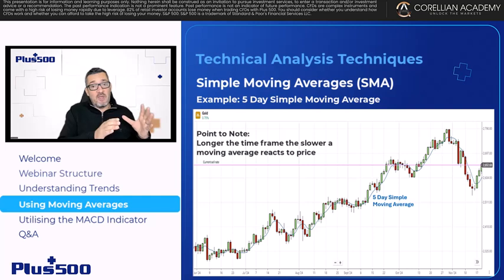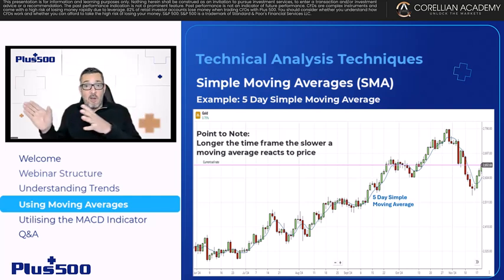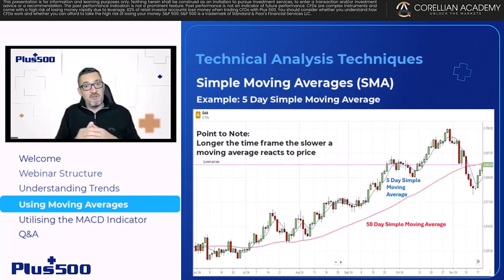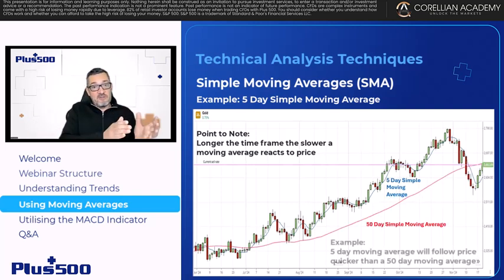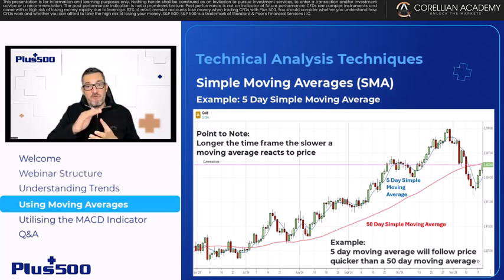Now, one point to note here is the longer the time frame, the slower a moving average reacts to price activity. So that's important for you to think about. So for instance, a 5-period moving average will follow price action more quickly than, for example, a 50-period moving average. And again, you can see that on screen right now.